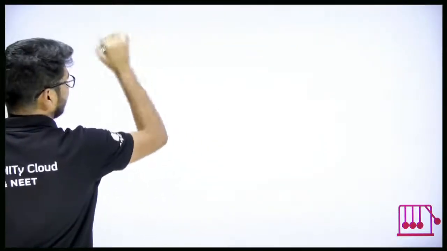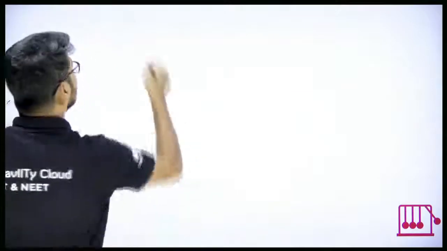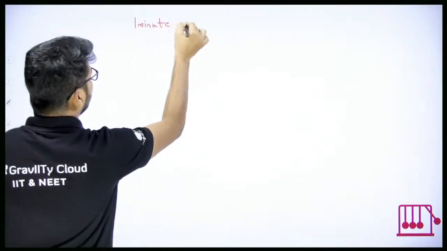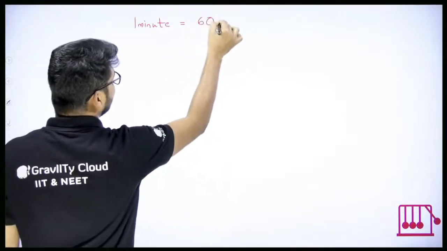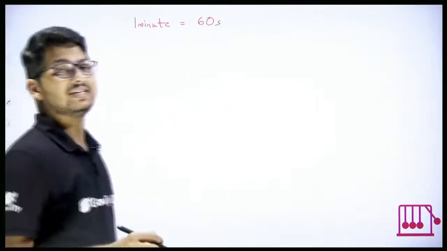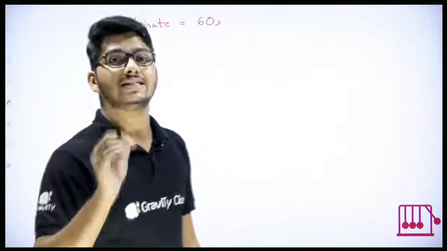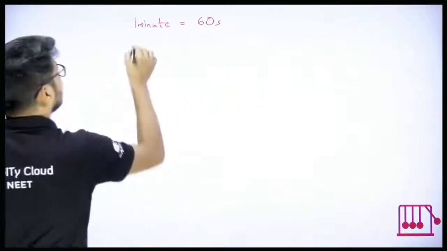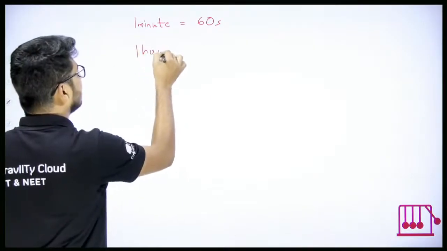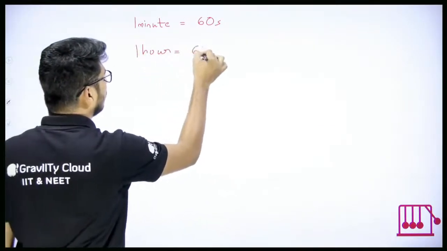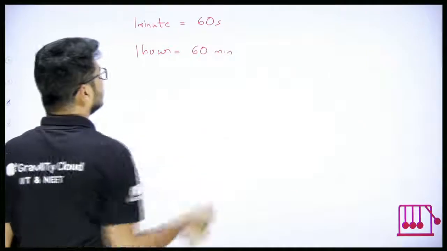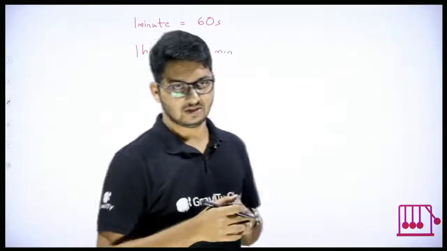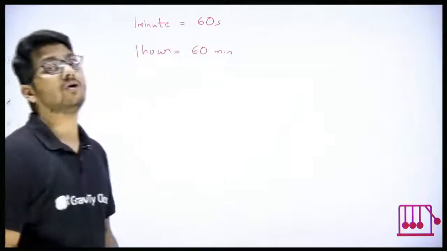So we talked about second. Second is the SI unit. But again we have other units. Let's say we have minute. What is 1 minute equal to? 1 minute is equal to 60 seconds. S will mean seconds. Then you have 1 hour. What is 1 hour equal to? 1 hour is equal to 60 minutes. MIN will refer to minutes.